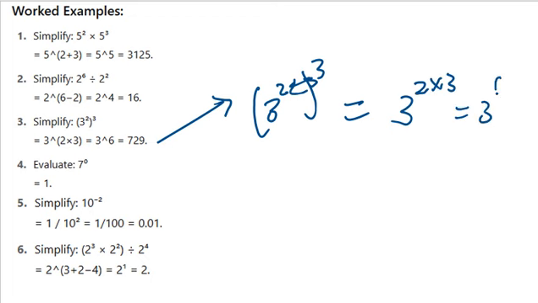Then let's look at the zero exponent rule. We have 7 to the power of 0. We know it's equal to 1. It's very simple.